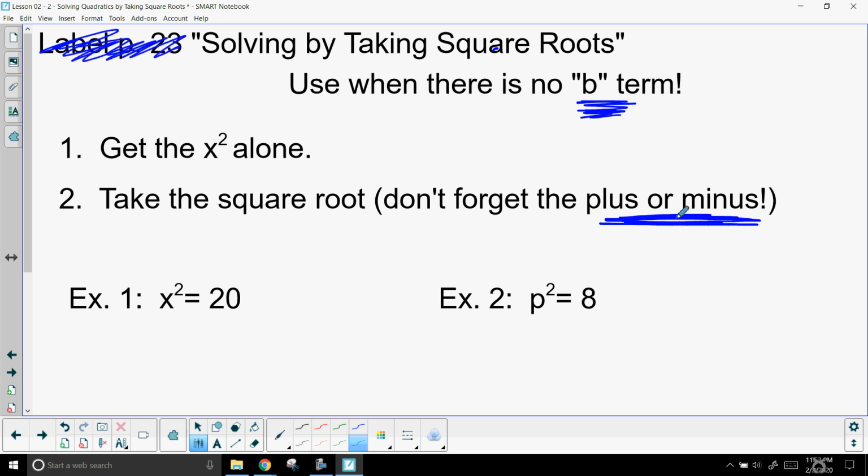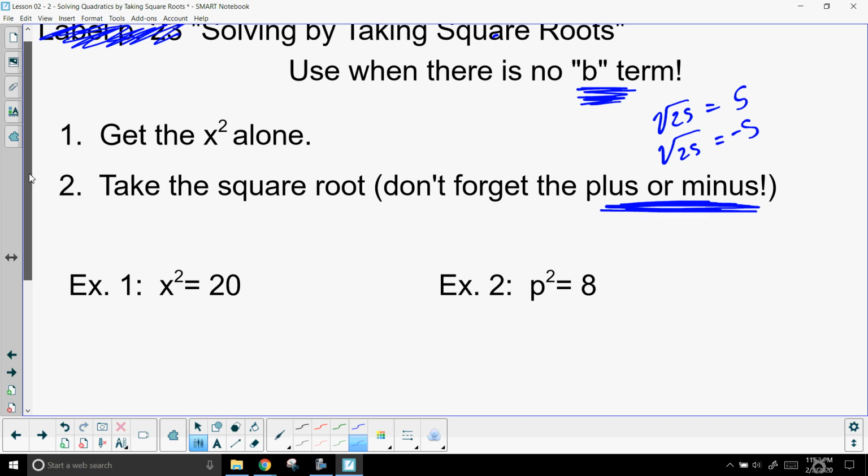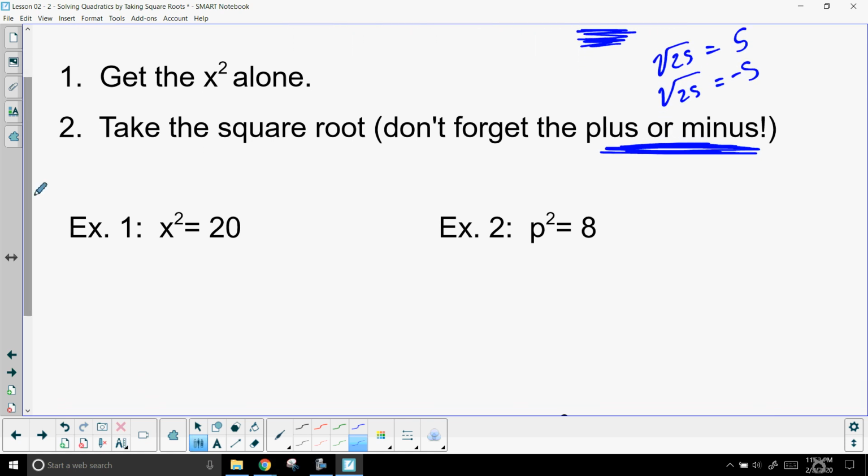We discussed this in class about the square root of 25 being either 5, or could it have been negative 5? Because 5 squared is 25, and negative 5 squared is 25. That's why we're going to incorporate plus minus. So, example 1, example 2. Go ahead and pause the video.